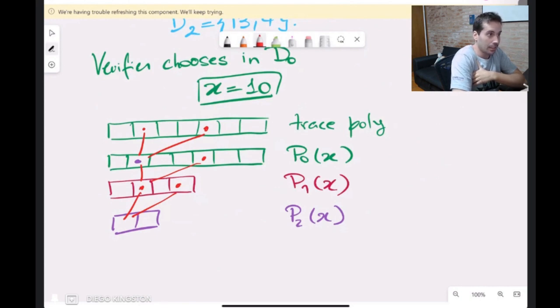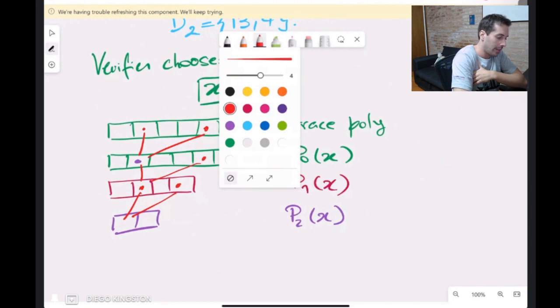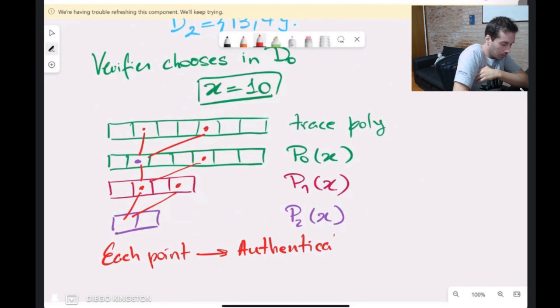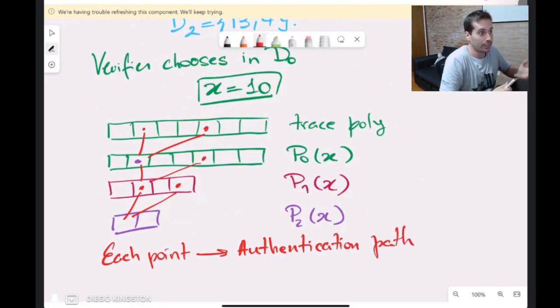The only thing is that whenever we pass an element belonging to a Merkle tree, we have to show that the element is also in the Merkle tree. So for each point, we need what we call the authentication path, which allows us to prove that the element is in fact in that Merkle tree. If not, we are passing just random values.